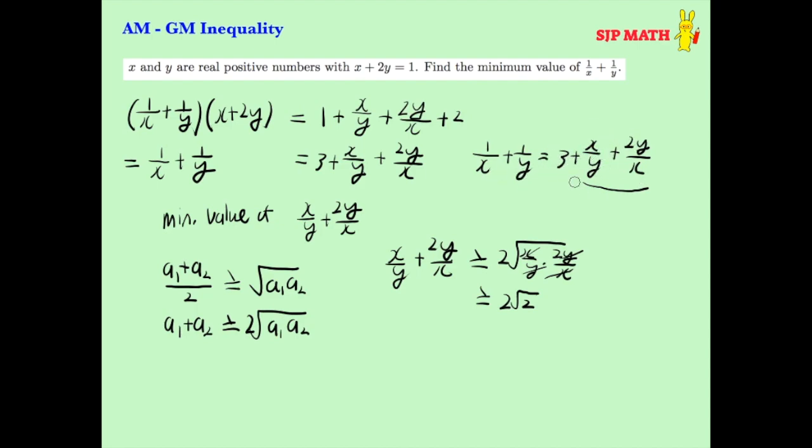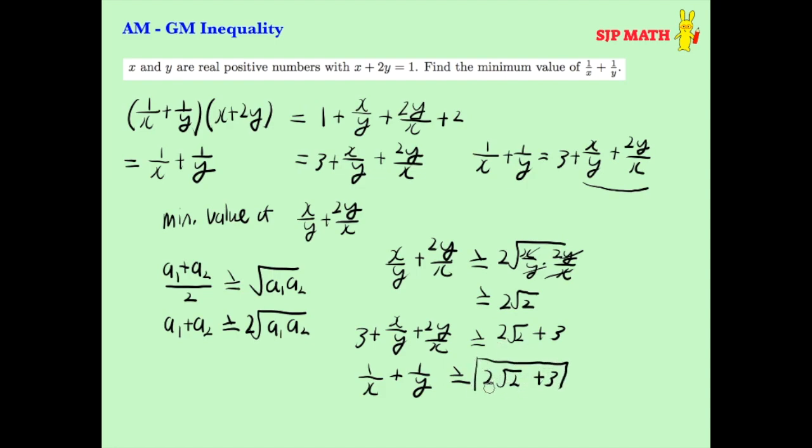So we just add, which is 3 plus x over y plus 2y over x. So let's add 3 to both sides. So we got this here, and this side will be 2 root 2 plus 3. And we know that this is equal to this, so this will be 1 over x plus 1 over y, which is larger than or equal to 2 root 2 plus 3. So the minimum value of 1 over x plus 1 over y is 2 root 2 plus 3. And that is our answer.